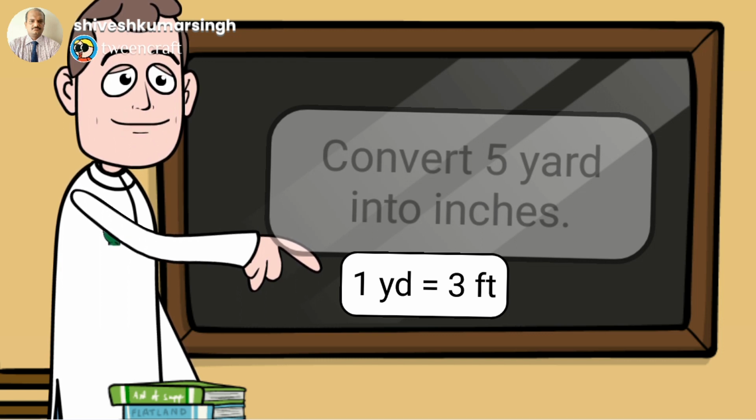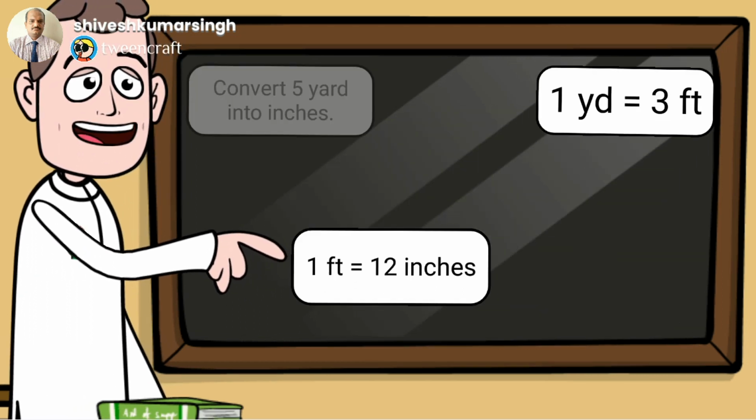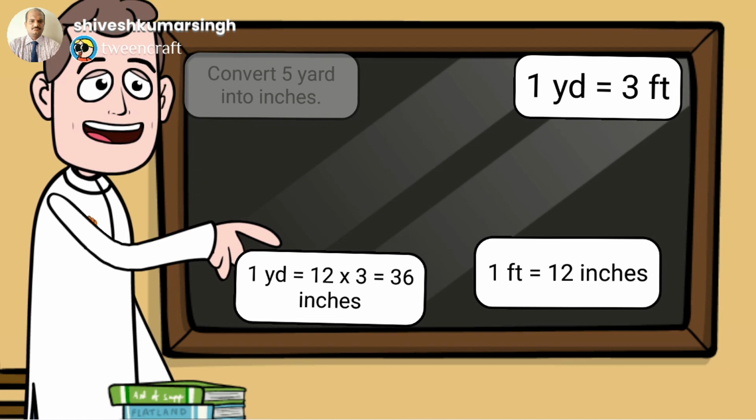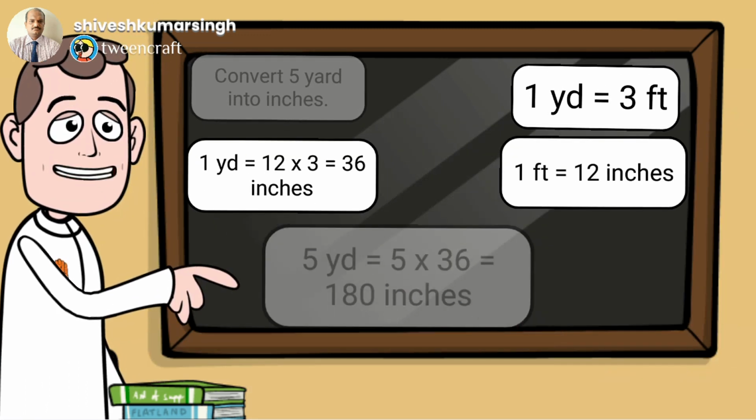So 1 yard is equal to 3 foot and 1 foot is equal to 12 inches. So 1 yard will be equal to how many inches? It will be equal to 12 multiplied 3 means 36 inches. So 1 yard will be equal to 36 inches. So finally 5 yards will be equal to how many inches? It will be 5 multiplied by 36 inches, because we have just seen that 1 yard is equal to 36 inches. So 5 yard is equal to 5 multiplied 36 means 180 inches.